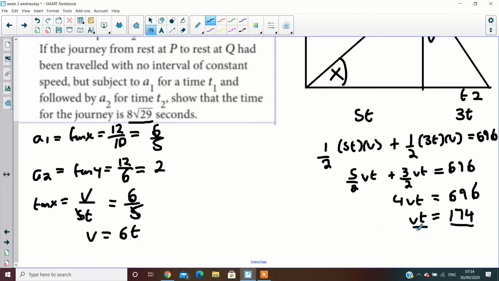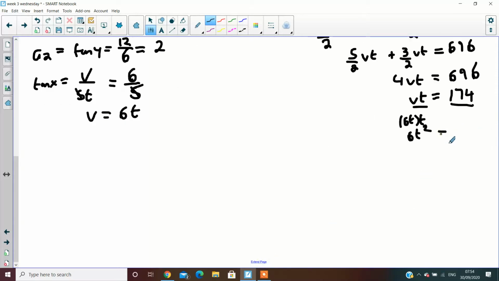So what can I do with this equation over here? Yeah, exactly. It's going to be 6t times t, which is 6t squared. And 6t squared equals 174. Can you divide it by 6 for me? And square root the answer, root 29.